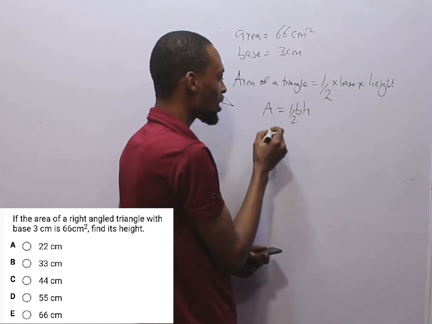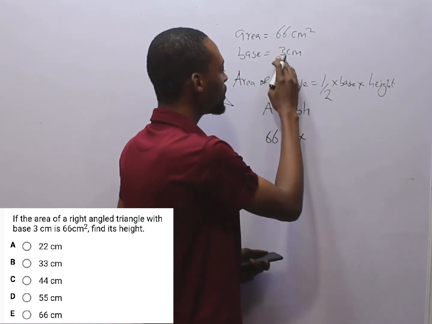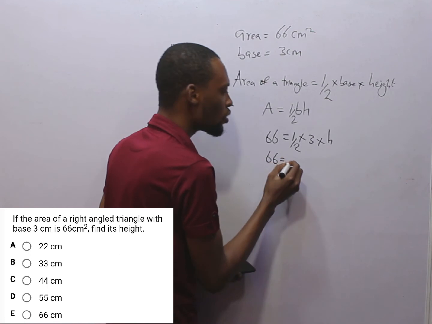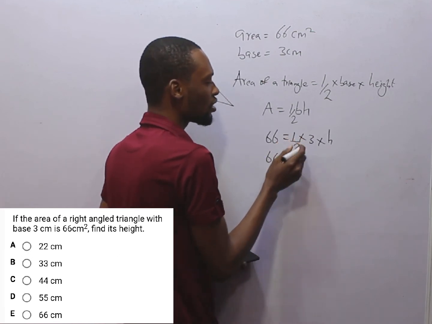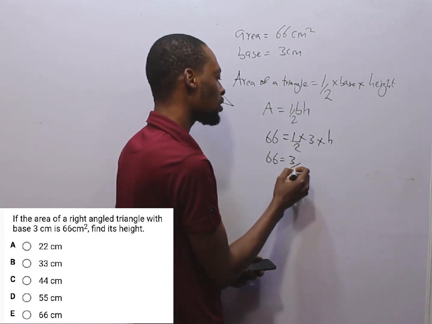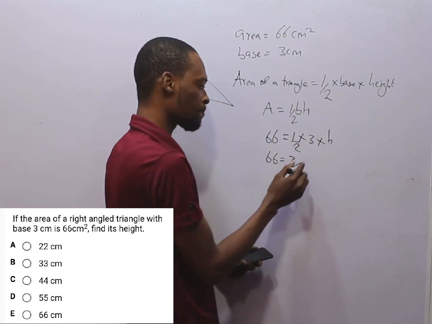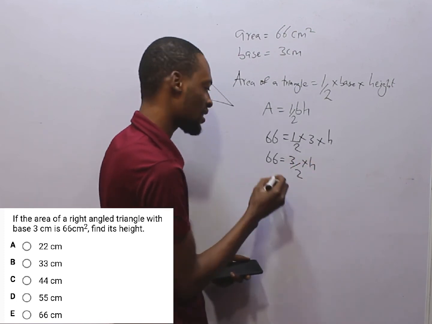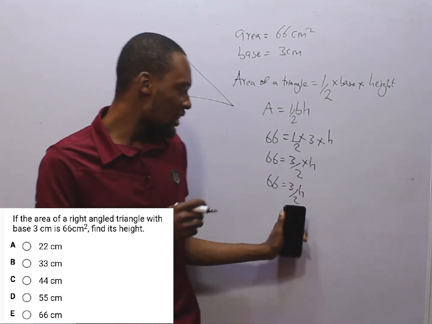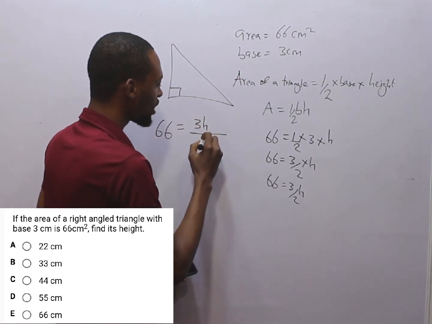Substituting area instead of A, we have 66 is equals 1 over 2, which is a constant, times B, which is base 3, times height, which we don't know. 1 times 3 is 3. So 1 over 2 times 3 is 3 over 2. When you are multiplying, the top multiplies the one here over the bottom, times h. This is the same thing as 66 is equals 3 over 2h. Or you can write it this way to further understand, 3h over 2.